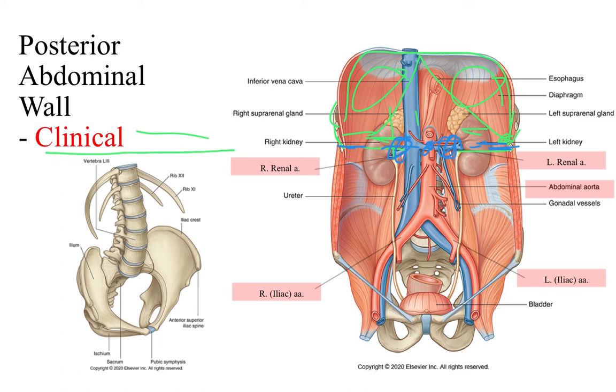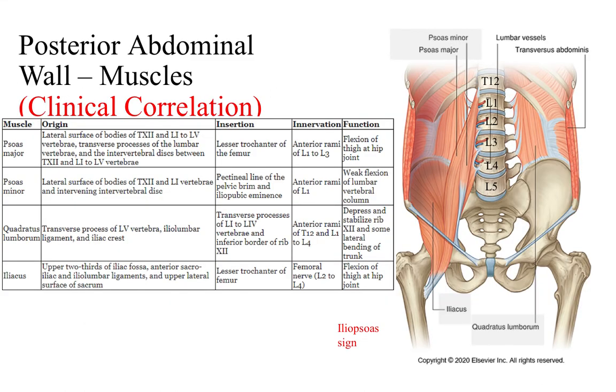All right, other areas where you'll be listening for bruits are in your iliac arteries. So your right and left iliac arteries. So if you know where your anterior superior iliac spines are in your patient, and you go medially, that's about where your iliac arteries are, and you can listen for iliac artery bruits in those locations as well. All right, muscles that are associated with the posterior abdominal wall.